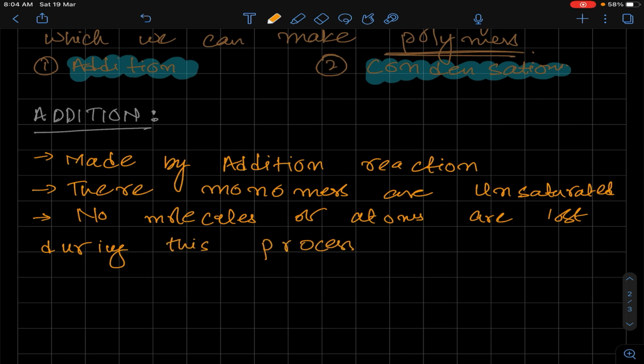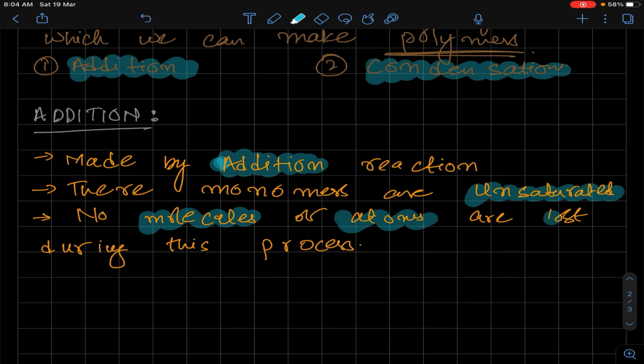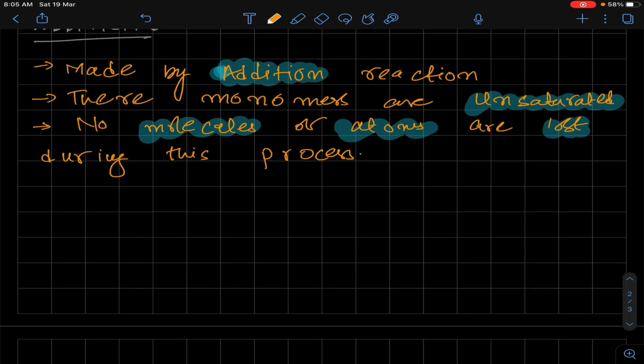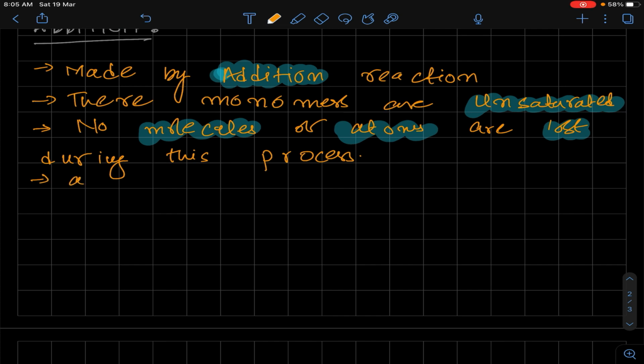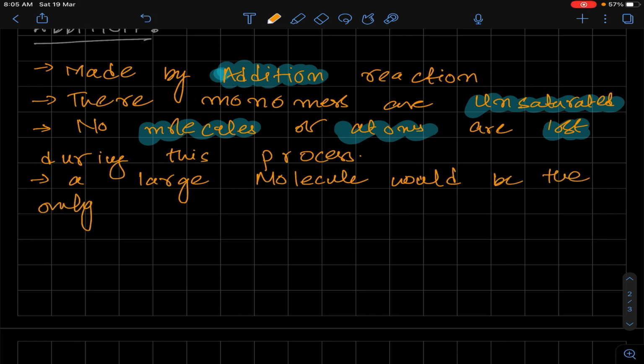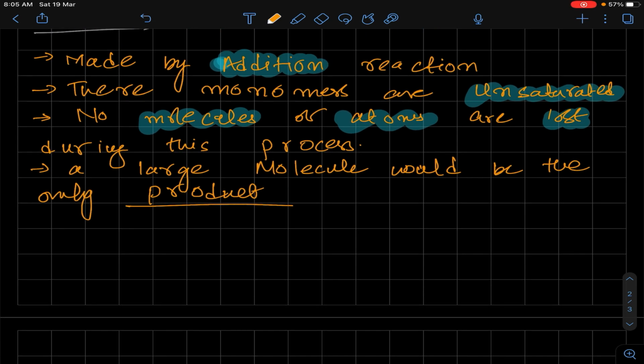Addition polymers are made by addition reactions in which the double bond of the unsaturated molecule is broken and converts into a single bond, and we add two groups on both the adjacent carbon atoms which have the double bond. So that means the monomers must be unsaturated. And the other important thing is that no molecules or atoms are lost during this process, right? So we get one large molecule as the only product, and the polymer which we get is known as addition polymer.